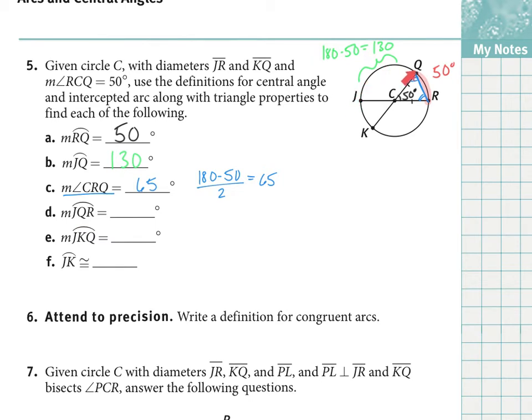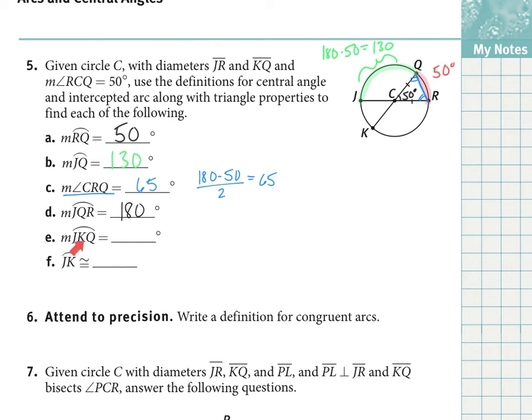So let's look at our next one, the measure of JQR. Wait a minute, that's asking us to take that minor arc of 50 degrees and this other minor arc of 130 degrees, and add them together. It's really asking us for the measure of the arc which our diameter goes through. And we always know that's going to be 180 degrees.